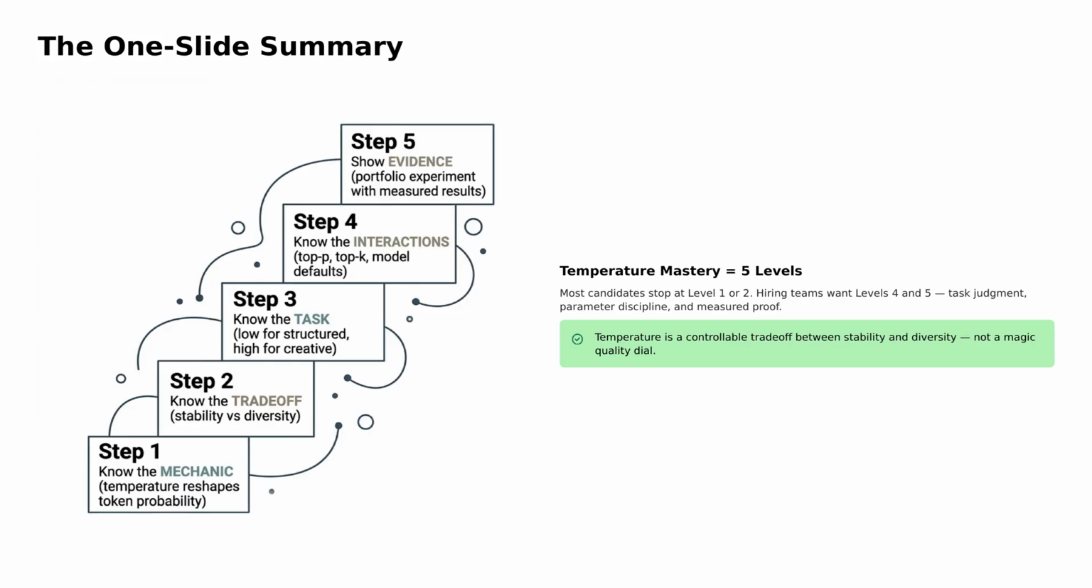Here's the one slide takeaway. Temperature mastery has 5 levels, but most candidates only demonstrate levels 1 or 2. What hiring teams really look for is levels 4 and 5. Knowing how to match temperature to the task, keep parameters disciplined, and show measured evidence of the results. The key idea is simple. Temperature isn't a magic quality knob. It's a controlled trade-off between consistency and diversity.